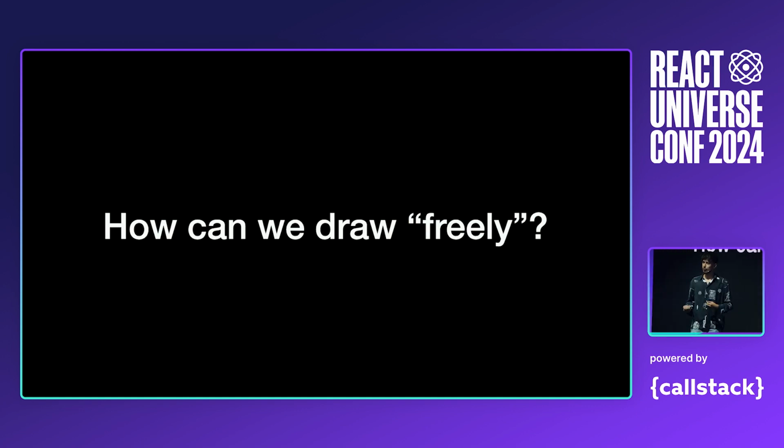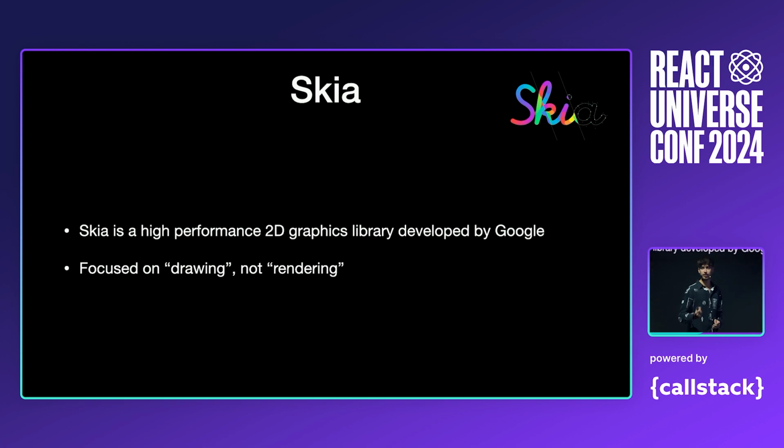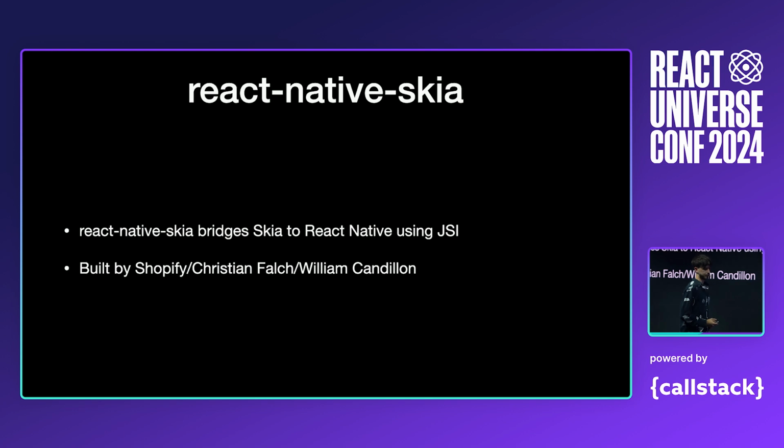So how can we now draw freely? What's the solution? This is where Skia comes into play. Skia is a high-performance 2D graphics library. It's developed by Google, and the focus is on drawing and not rendering. So that's the key difference here. We can actually draw something. We don't need to render something. Rendering is more focused on views, on UI stuff, and drawing is more like you give a child a crayon and he draws something.